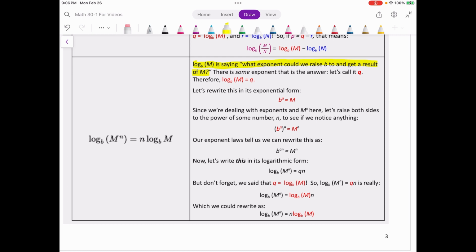Now, there is some exponent out there that is the answer, and for the sake of writing equations and thinking about relationships, we're going to give it a name. We're going to call it q. And therefore, log base b of m equals q.